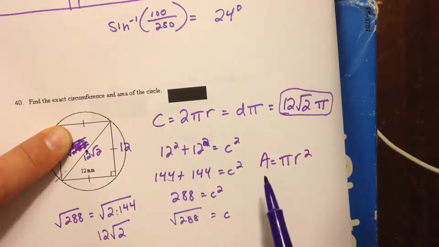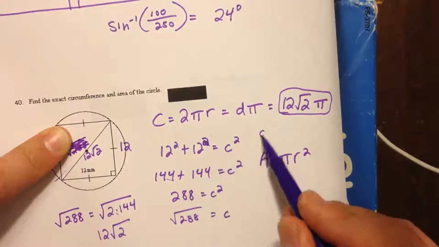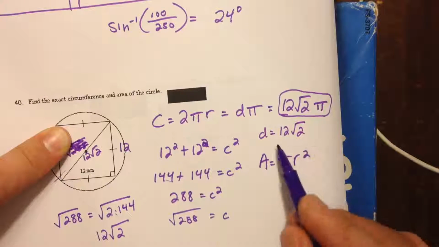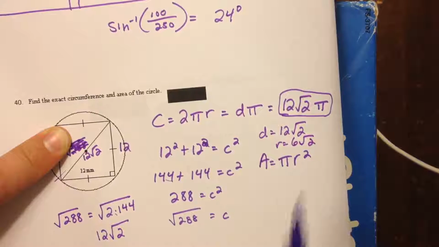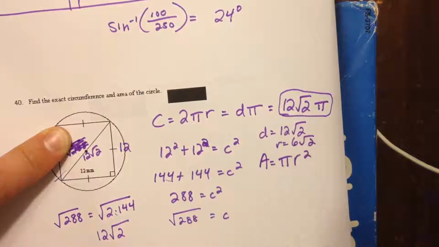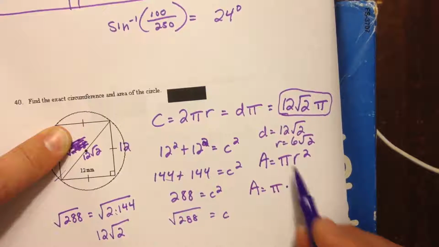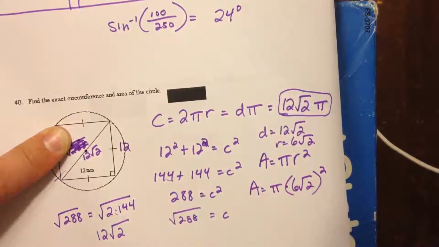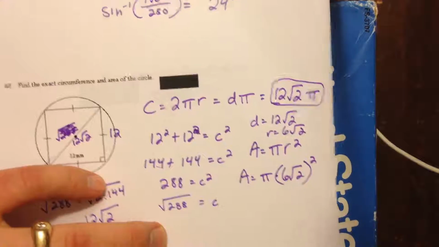Area is pi r squared. Again, radius is half of 12. So if diameter is 12 radical 2, radius is half of that, which is 6 radical 2. It's just half of the first part. If I have 12 of them here, half of that is 6 of them. So basically, I do pi times 6 radical 2 squared, because that is my radius.